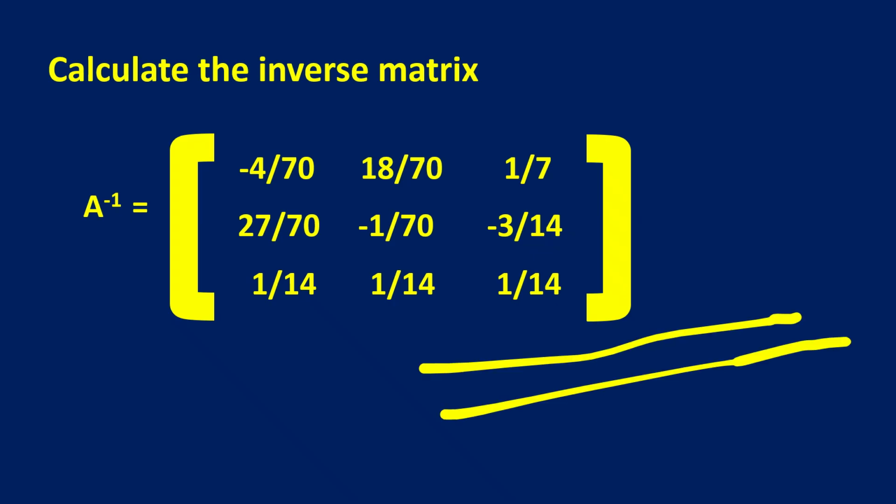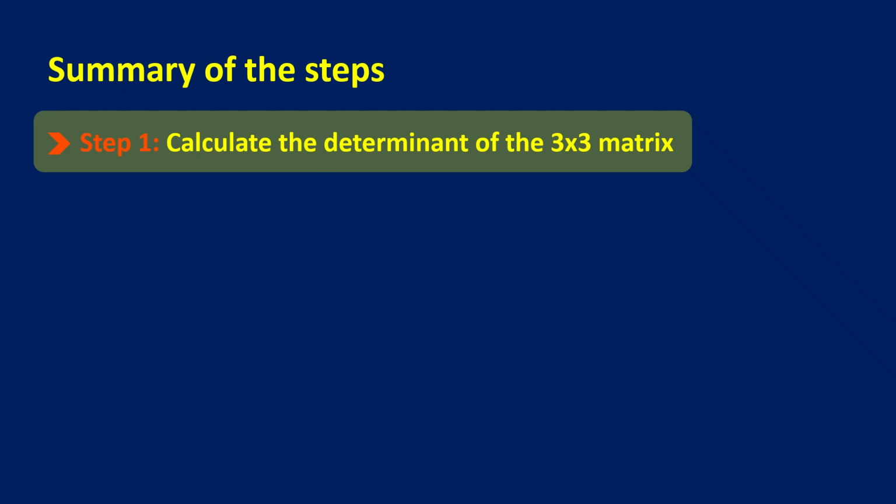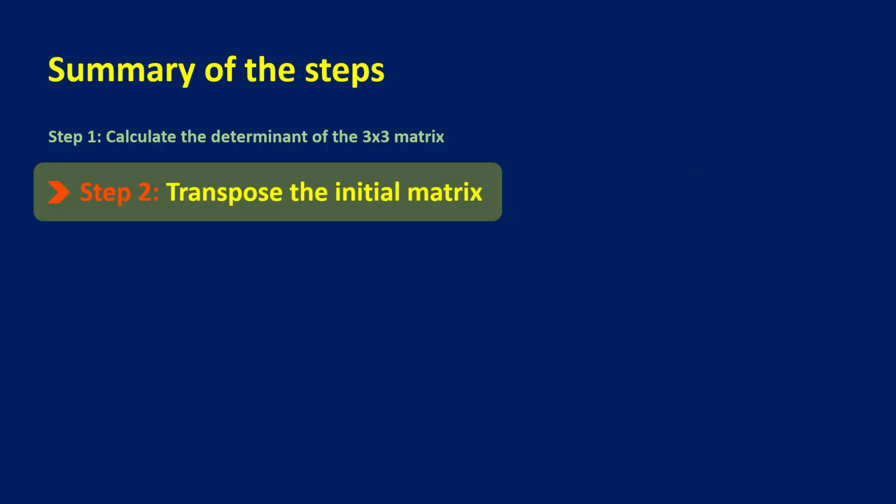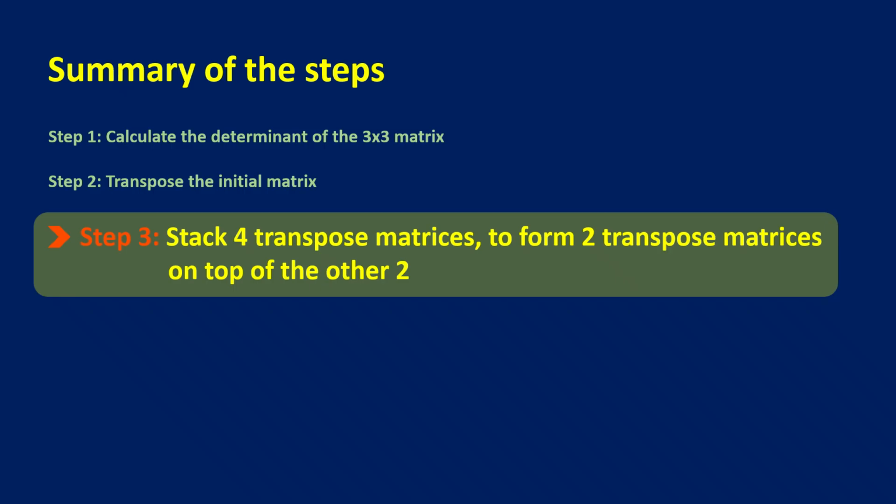Right guys, at this point we have finished our example of finding the inverse of a square 3 by 3 matrix by using a method of a stack of transpose matrices. Okay guys, we can now summarize the steps we have taken in our example. So the first step is to calculate the determinant of the initial 3 by 3 matrix. The second step is transpose the initial matrix. Step 3. Create a stack of 4 transpose matrices in order to form 2 transpose matrices on top of the other 2. This is actually a key step in this method.